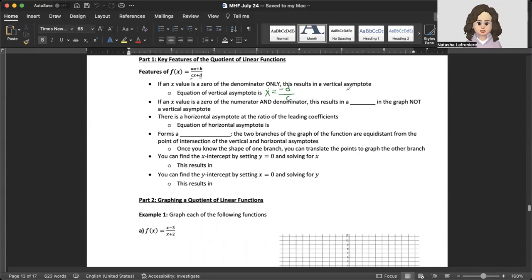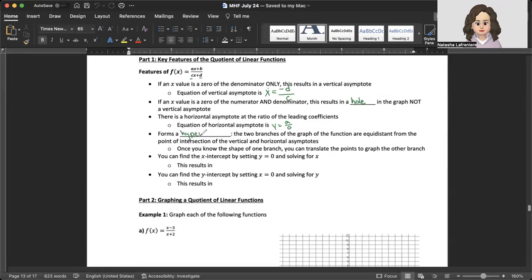If an x value is a 0 of the numerator and denominator, this results in a hole in the graph. So meaning it kind of skips that point. So I will show you as we graph it along. There is a horizontal asymptote at the ratio of the leading coefficients. So the equation of the horizontal asymptote is y is equal to a over c, which is, in my opinion, the easiest.